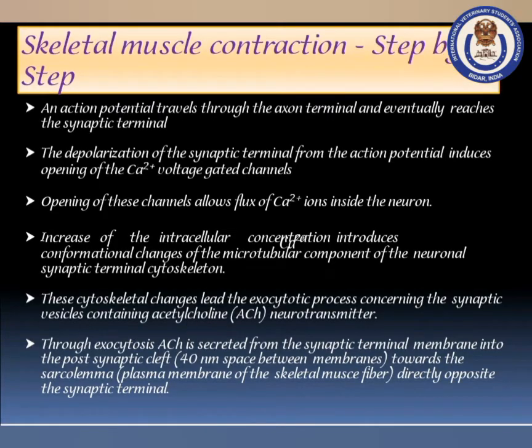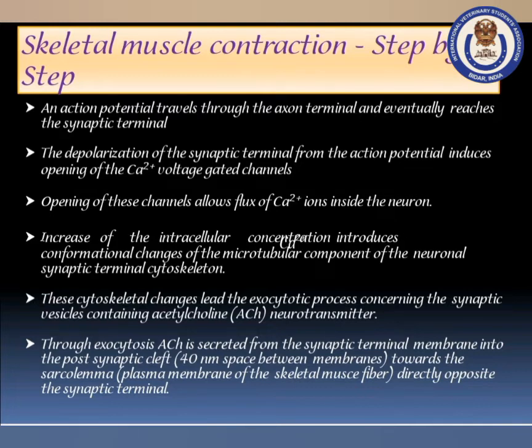Now we'll discuss skeletal muscle contraction step by step. How this contraction takes place, what are the processes, what are the things going on in this contraction. An action potential travels through the axon terminal and eventually reaches the synaptic terminal. And then the whole contraction begins from this.